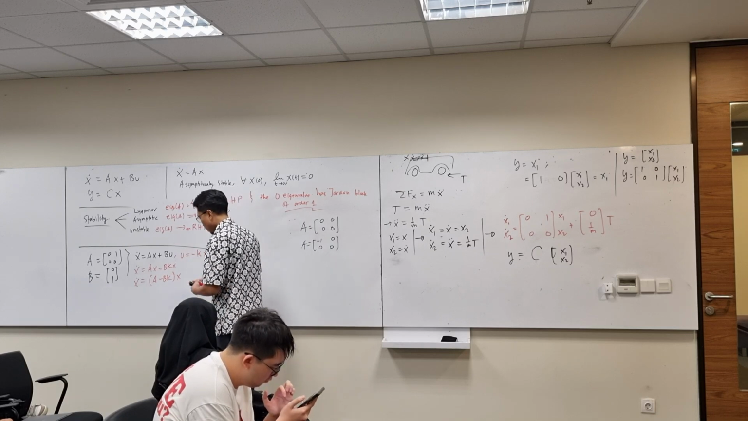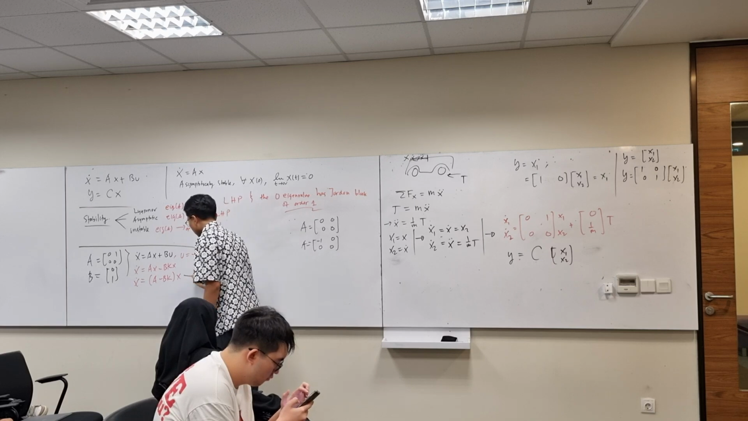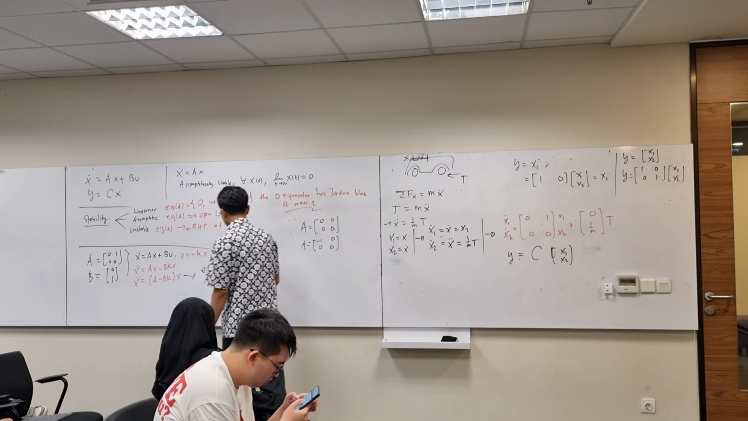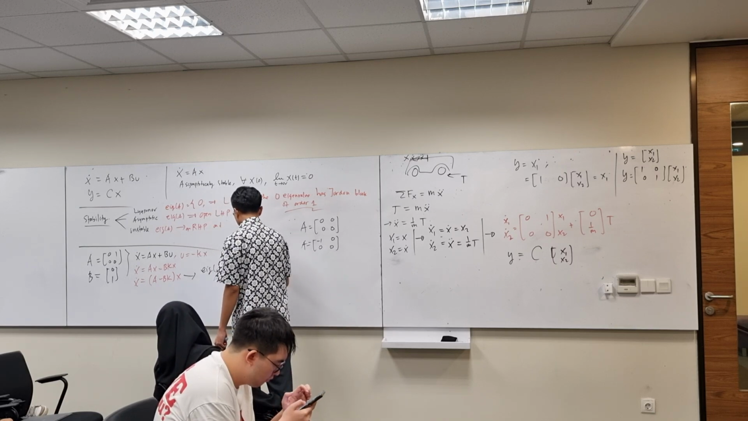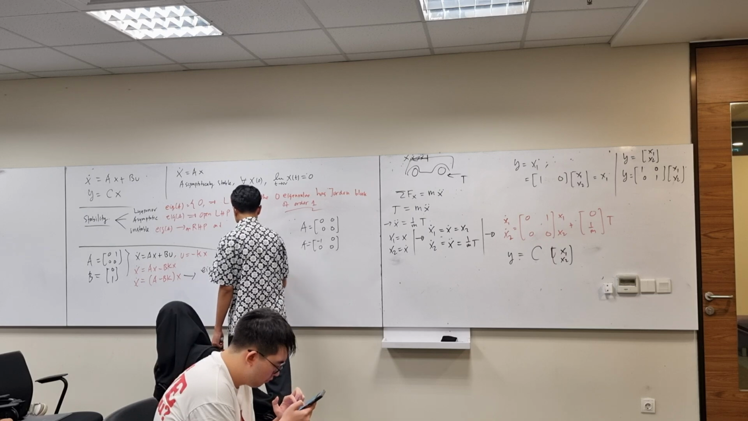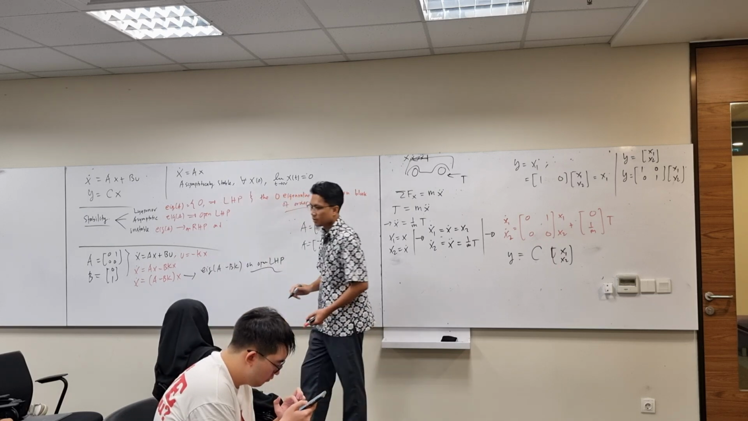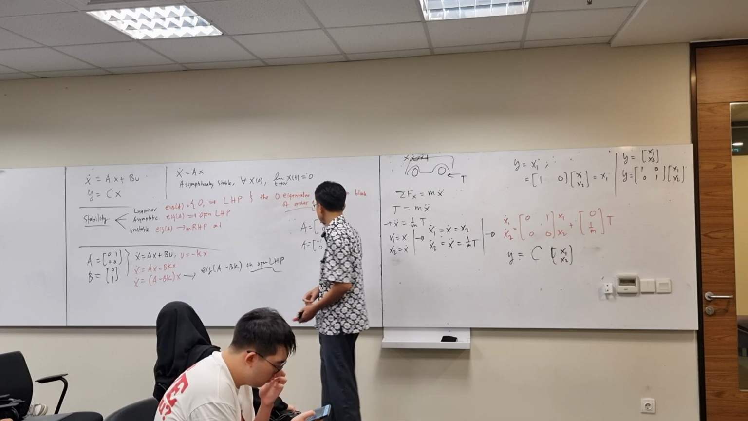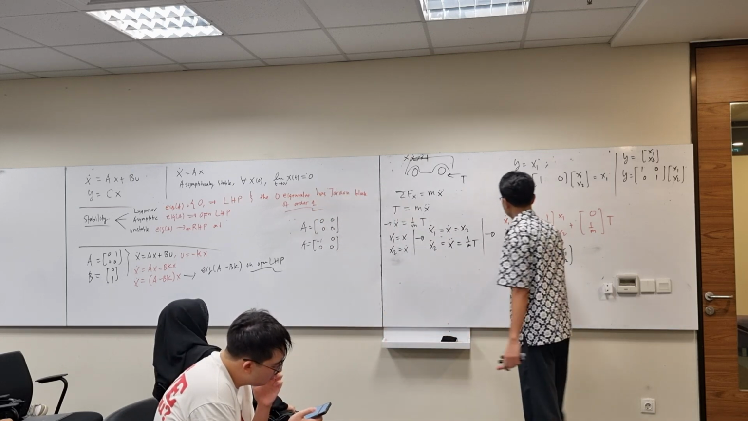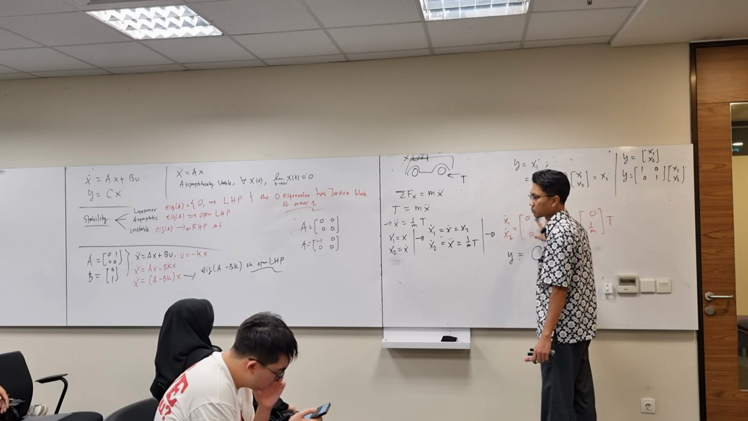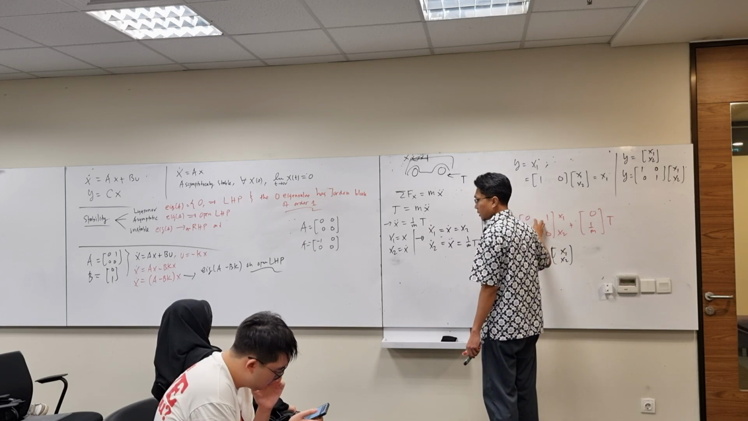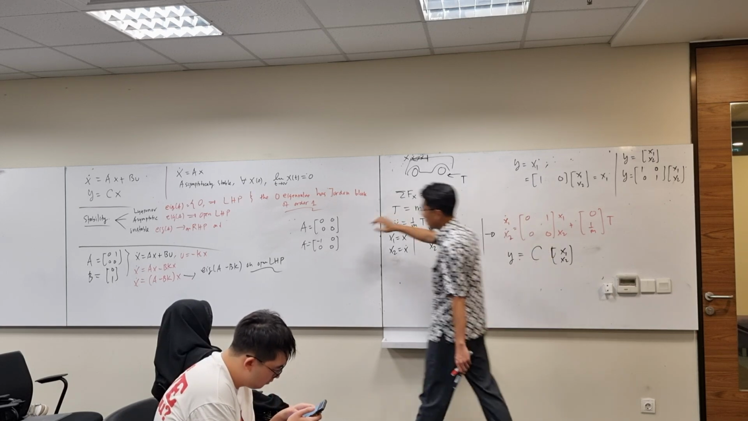So we want the eigenvalues of A minus BK to be in the open left half plane, and there is no Jordan block. A Jordan block is this one. This is second order, like this. This is first order.